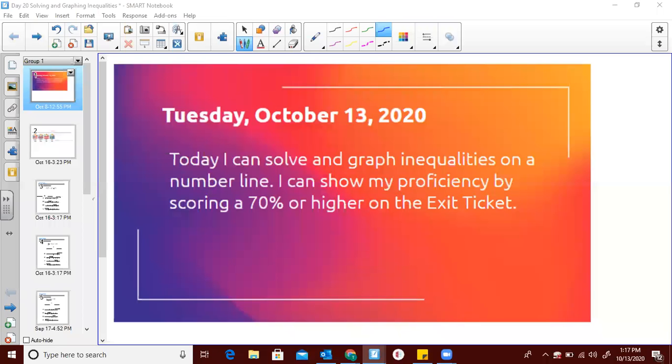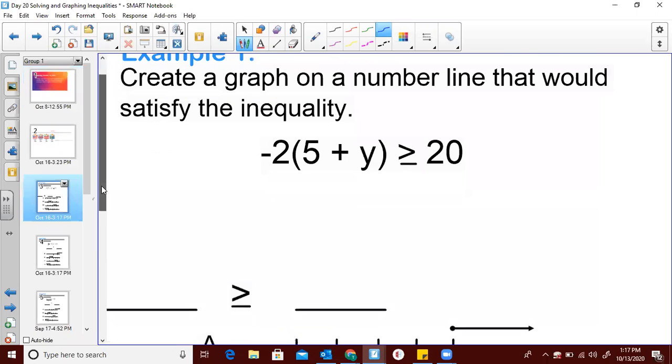Hey everybody, so today is going to be an extension of what we did on Friday. So today you're going to be able to solve and graph inequalities on a number line. All right, so it's important to know how to do these by hand, although you'll see today we're going to focus predominantly on Desmos. But just to review, we use our steps.